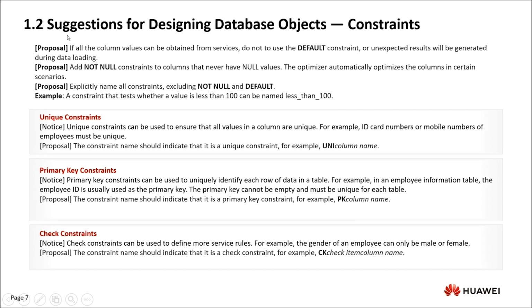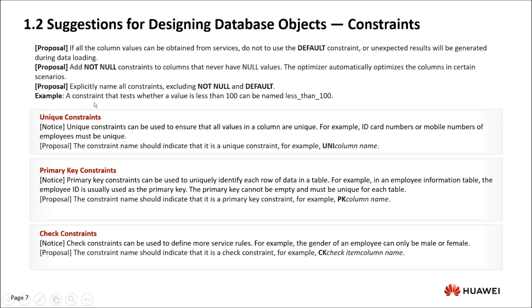The second one is add not null constraint to columns that never have null values. In this way, the optimizer will automatically optimize the column in certain scenarios, which could help us to improve the performance of the database. And thirdly, explicitly name all constraints, excluding not null and default.